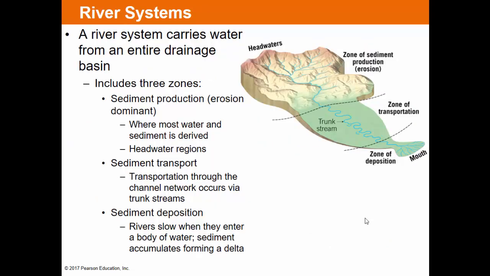So as a river system carries water from that drainage basin down to the mouth of the actual river, there are going to be three different zones. There's going to be a zone of sediment production where erosion dominates, right?